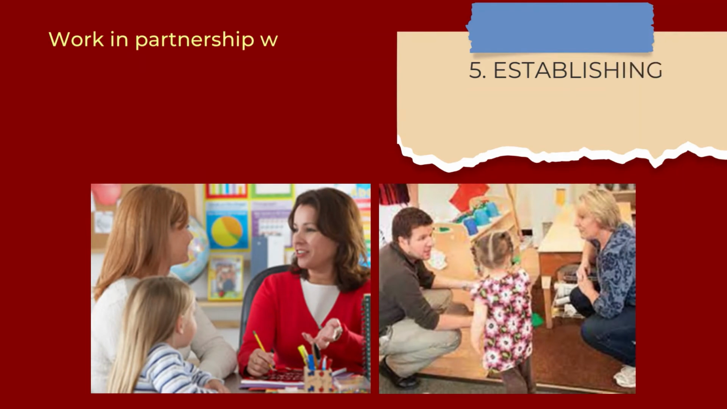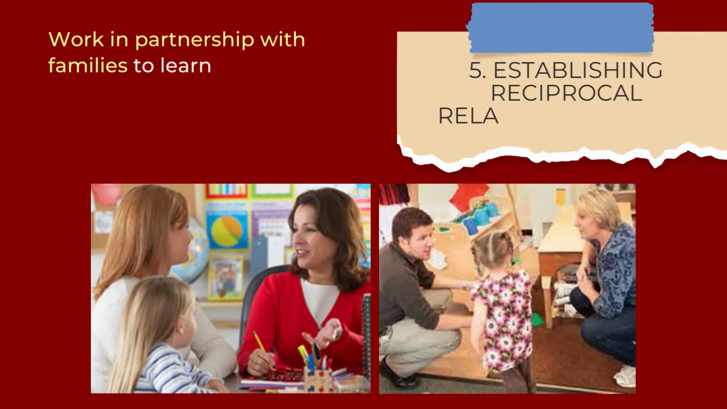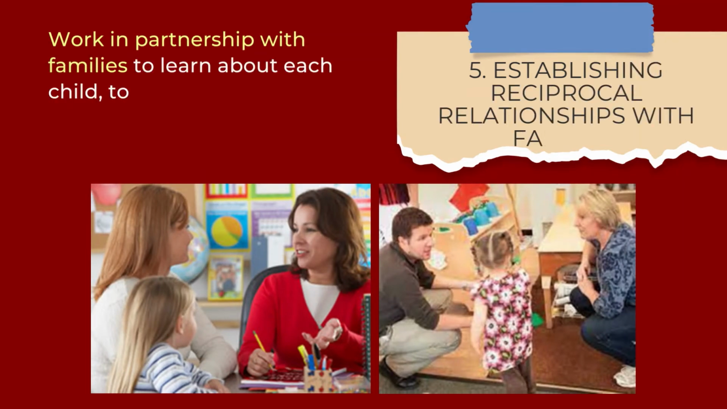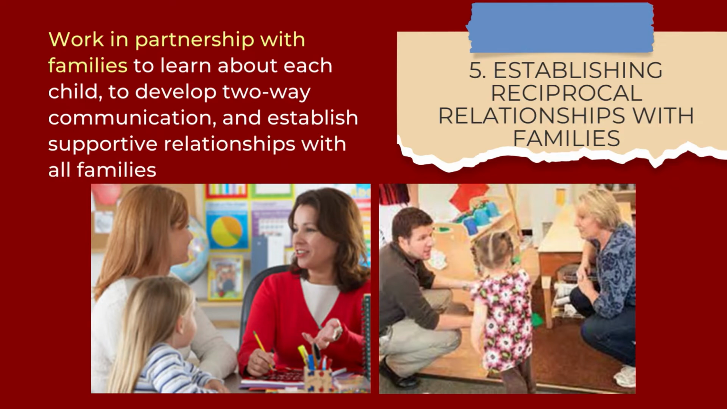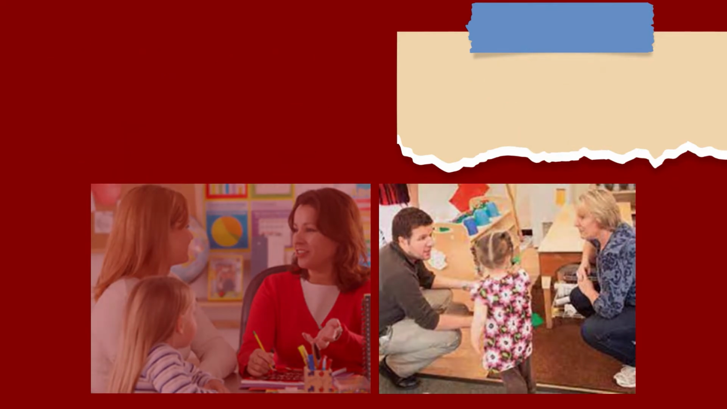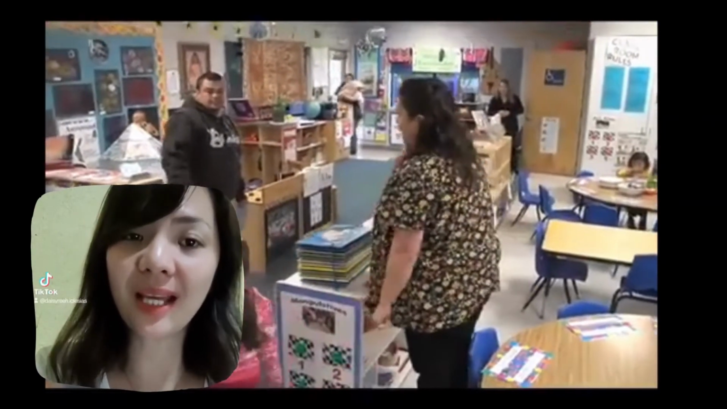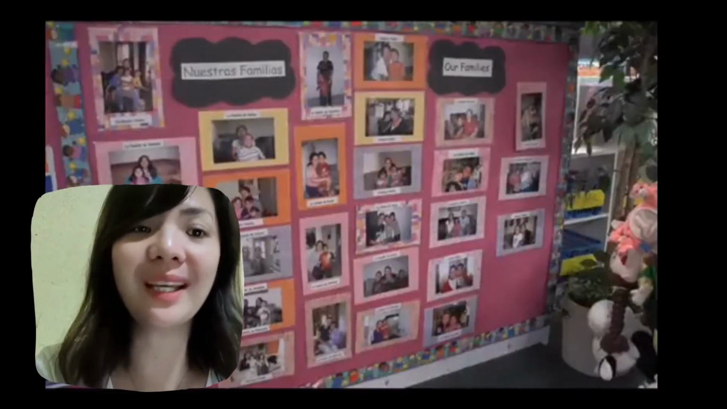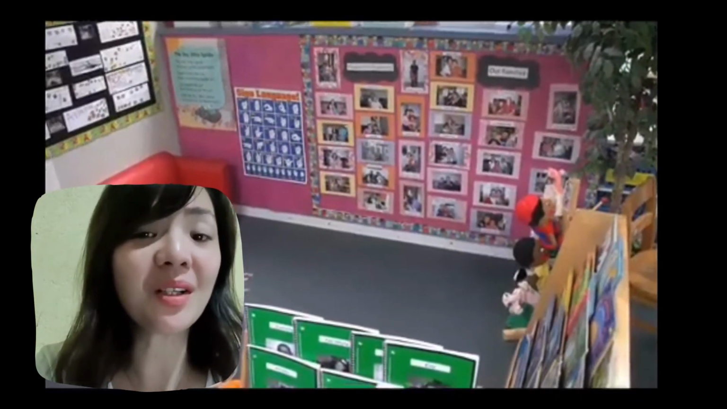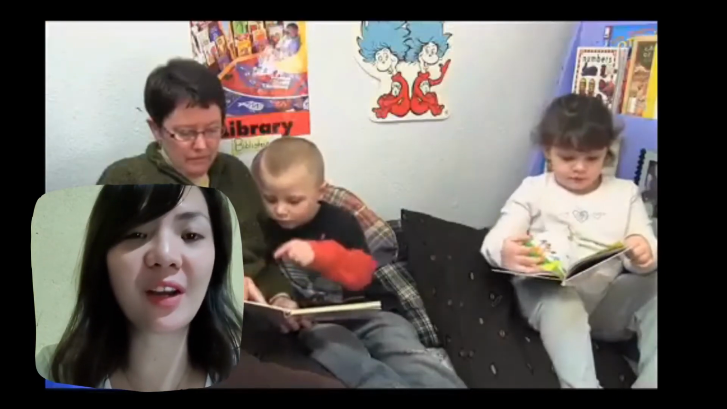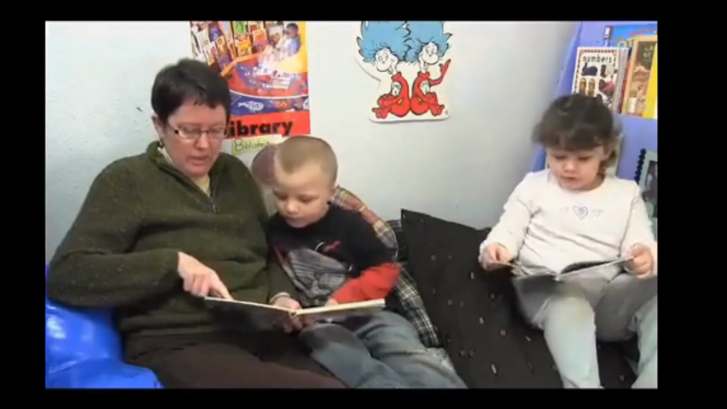Lastly, number 5, establishing reciprocal relationships with families. Work in partnership with families to learn about each child, to develop two-way communication, and to establish supportive relationships with all families. A teacher will want to get students' family involved in the learning process for the best outcomes. So those are the 5 essential guidelines for effective teaching in DepEd.